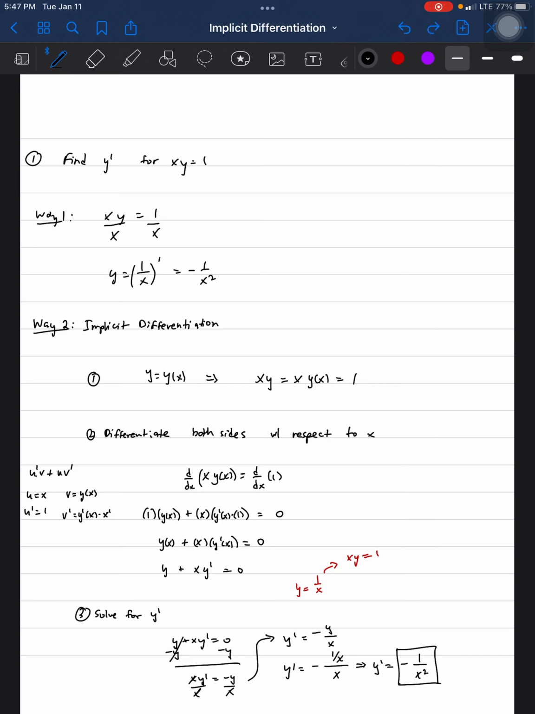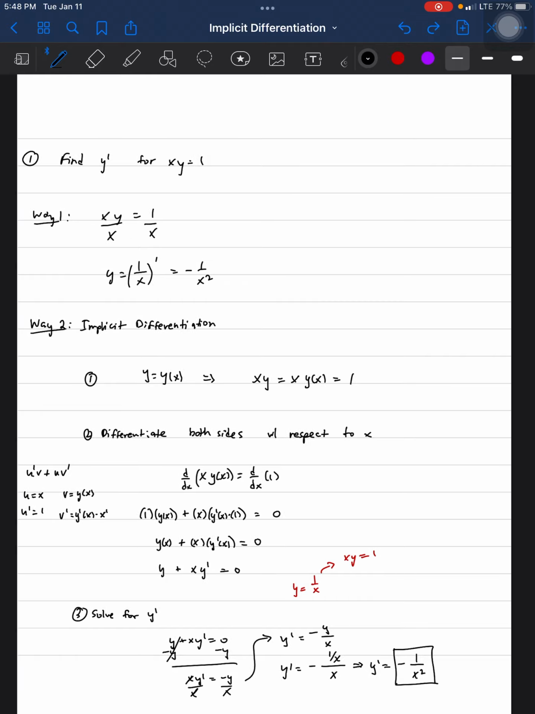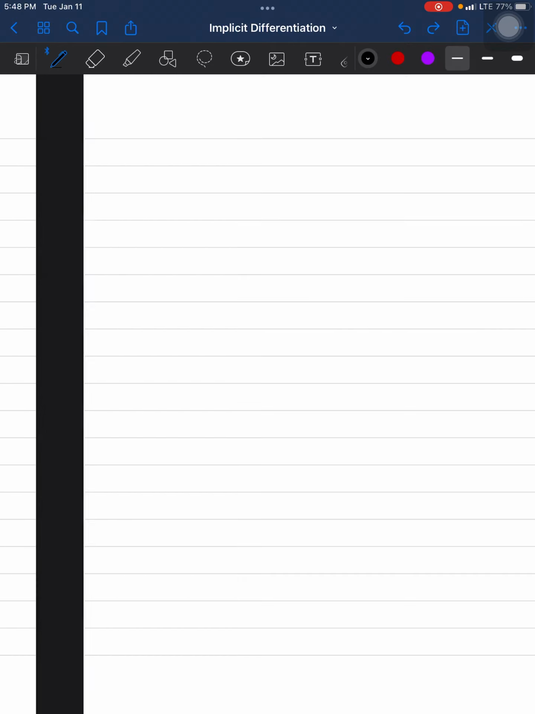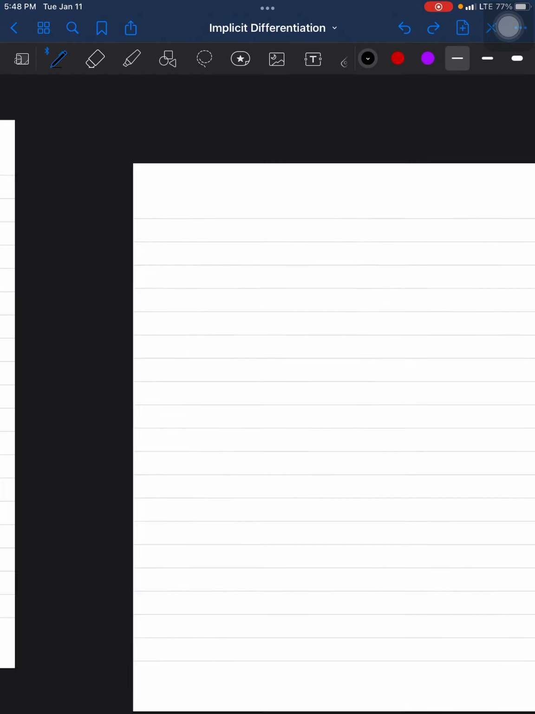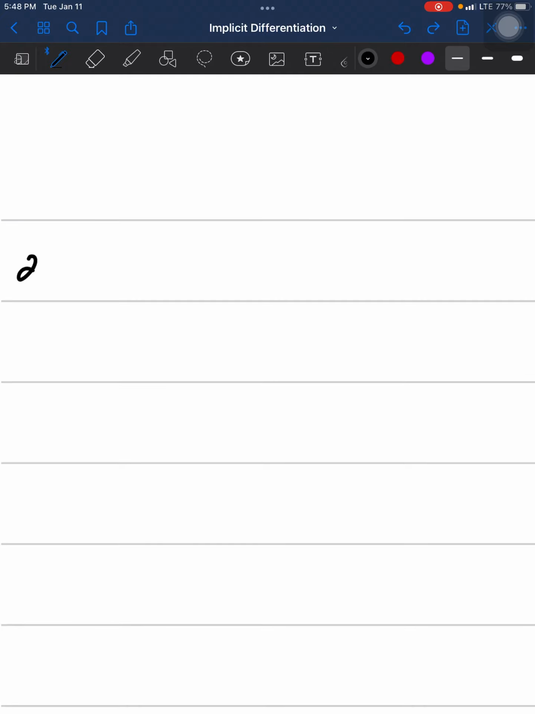So there's two ways to solve this problem. One way is a lot simpler, and the other way is the longer way. But when you have bigger and much more complicated functions, implicit differentiation is going to be the way to go. So let's do another problem with implicit differentiation.